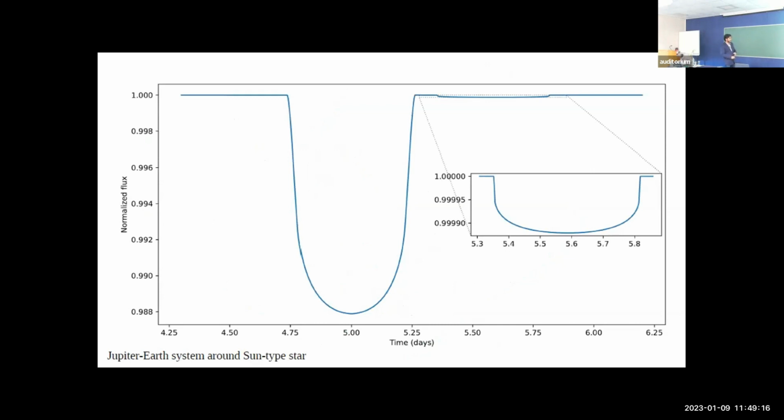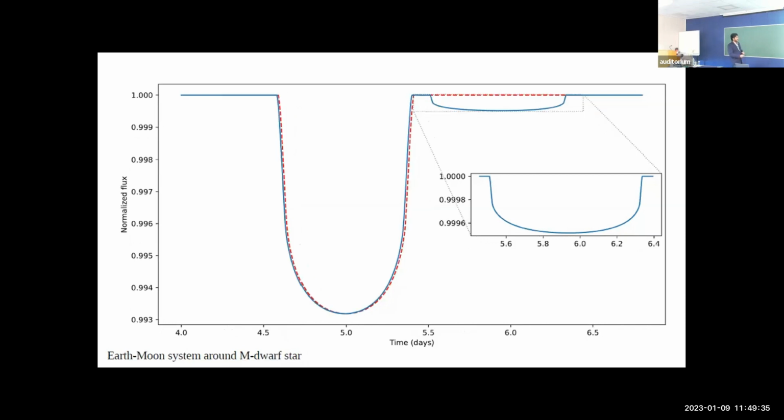Basically, it is a system with a Jupiter-like planet, and we have kept the moon to be Earth-like in size, so you can see this is the transit signature of the planet, and this is the transit signature of the moon. We have set up this system such that the transit signature of the moon follows after the transit signature of the planet. Similarly, we have taken an Earth-moon type of system around an M star, so that we can also see the moon's signature here.